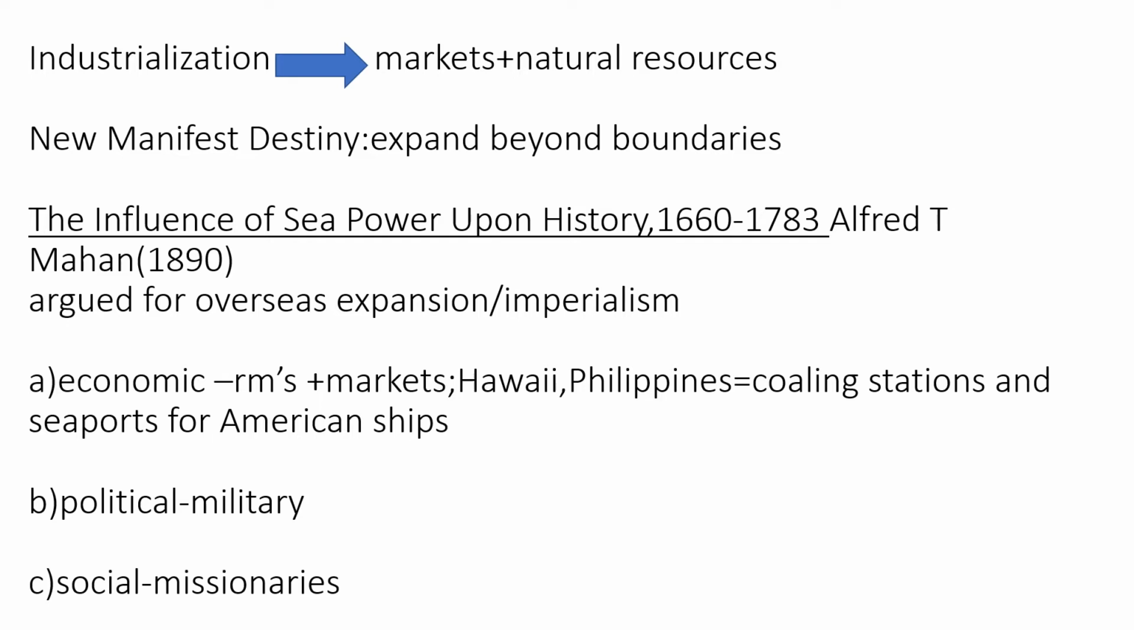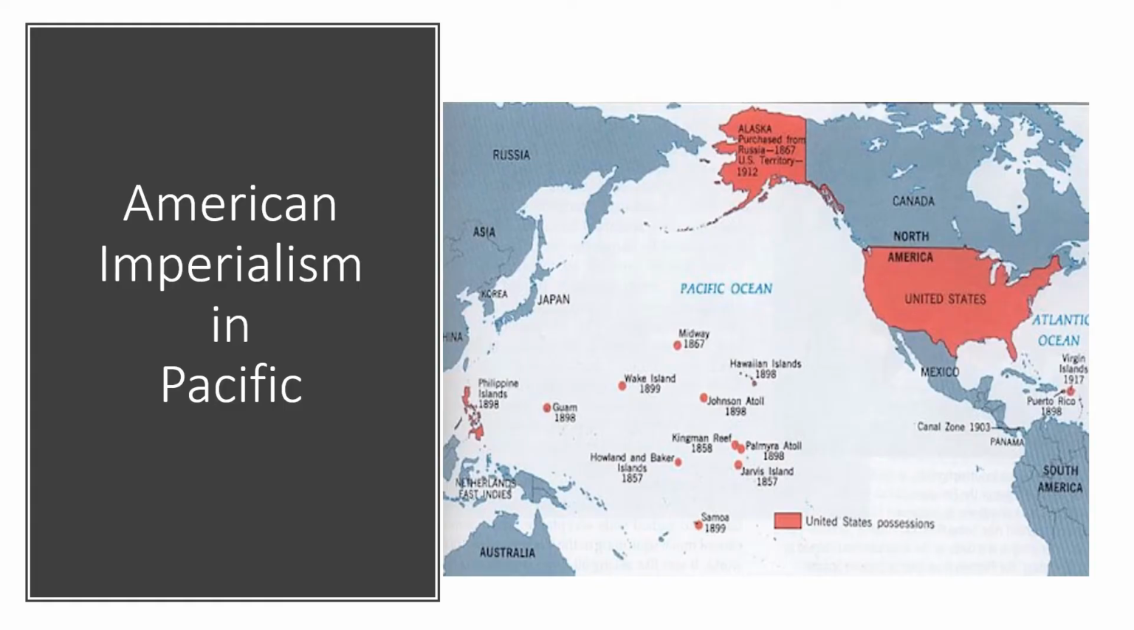Today, the United States has about 700 military bases worldwide. Socially, Christian missionaries spread the word of God among poorer nations. Today, Habitat for Humanity and the Peace Corps carry on this legacy of early missionaries. This slide gives us an overview of American expansionism in the Pacific and the island empire that was created.